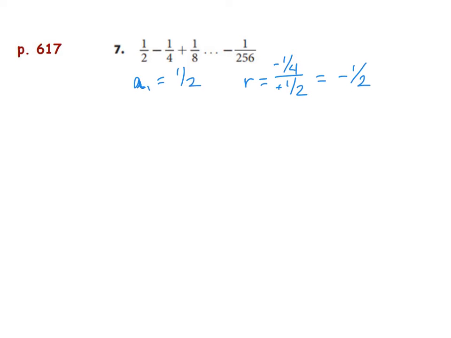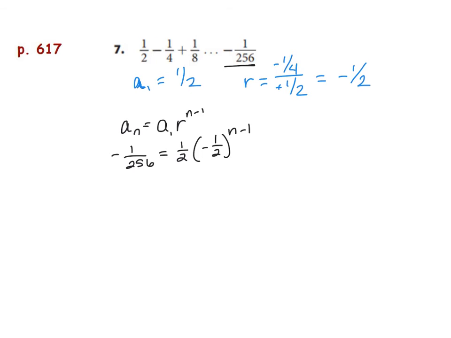Now we need to go after, well, how many terms do we have? So we're going to use our previous formula for a geometric sequence, that says a sub n equals a sub 1 r to the n minus 1 power. And in this case, what we don't know is n, but we do know the very last term. So we're going to let -1 over 256 equal a sub 1, which is 1/2, times the common ratio, -1/2, raised to the n minus 1 power.